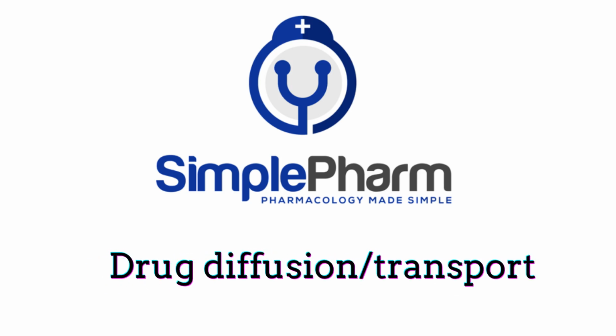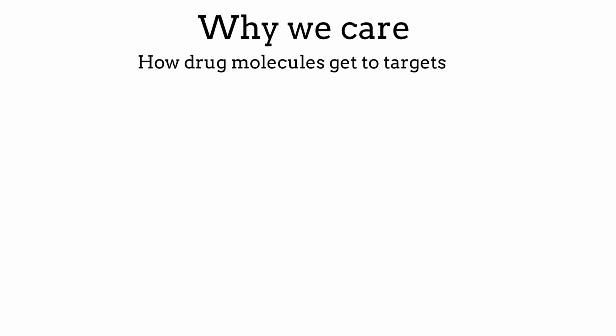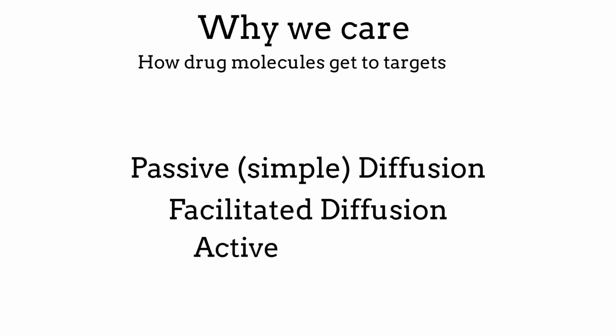Hey everyone, today's video is going to be on transport and diffusion, how drugs get into the cell. It's important to know some of the fundamental concepts of drug absorption. While we won't go over every single mechanism of absorption, knowing these three, passive diffusion, facilitated diffusion, and active transport, will give you the majority of knowledge you need to know for how drugs get to their targets.